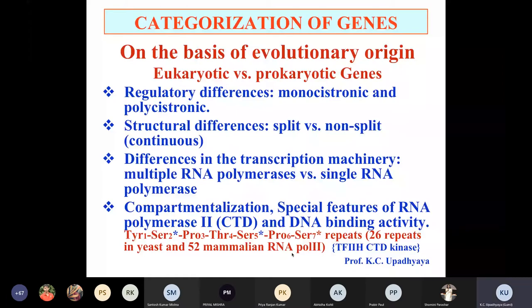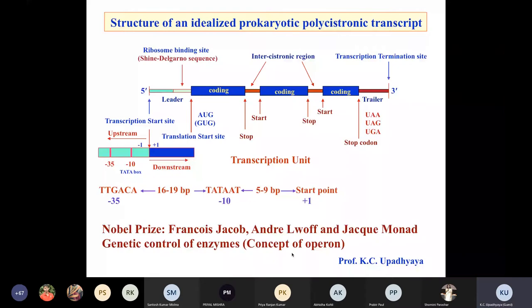Now let's come back to prokaryotic. This is what I have listed here, the idealized prokaryotic polycistronic transcript. If you have a transcript, this is the gene. If you take a prokaryotic gene, the frame of reference from the transcription unit to the promoter sequence is the transcription start site. So if you go to the left side, those are the upstream sequences, and the right side is the downstream sequences.